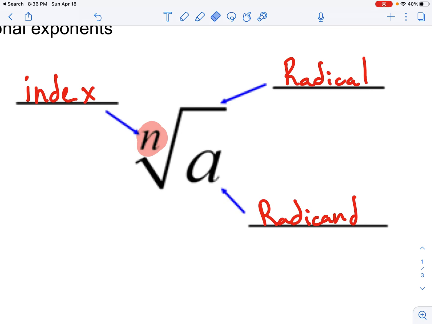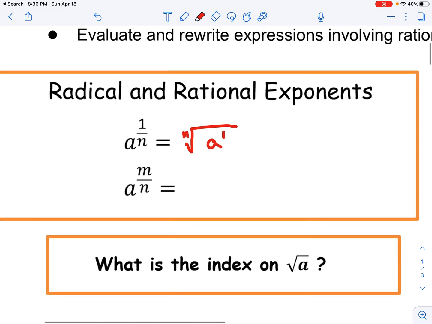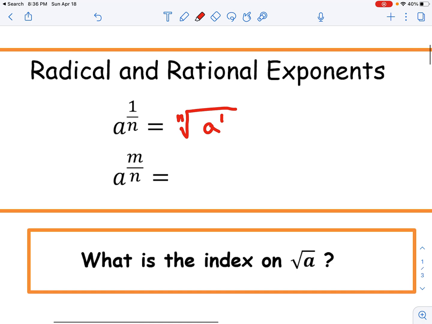And then the last thing is, whatever is under that radical symbol is called your radicand. So in this case, a is just my radicand. That's under the radical symbol. Okay, so in these first couple lessons, we are just going to be converting from exponent form to radical form.